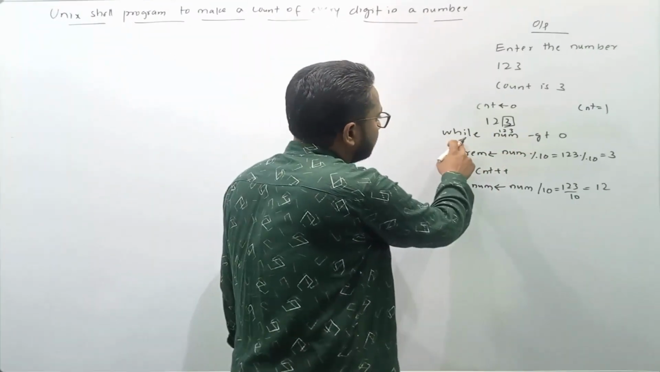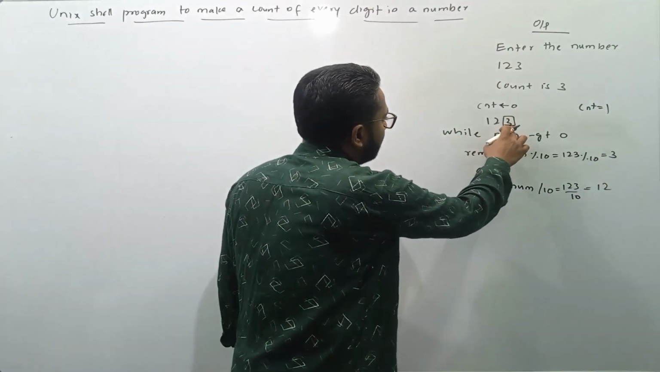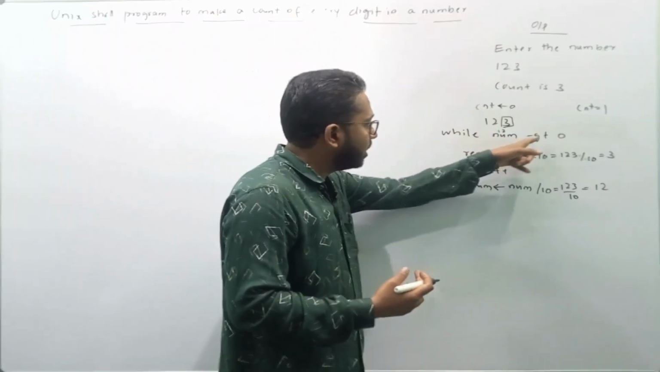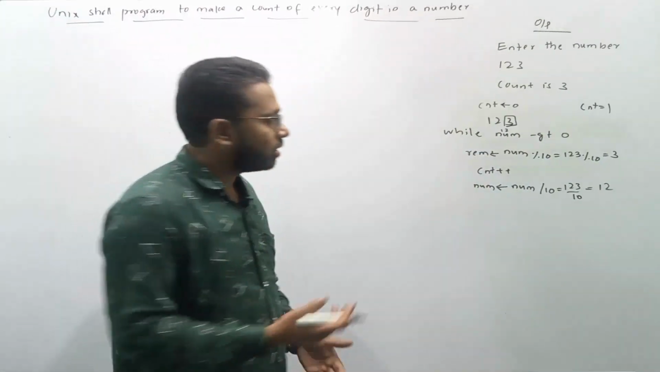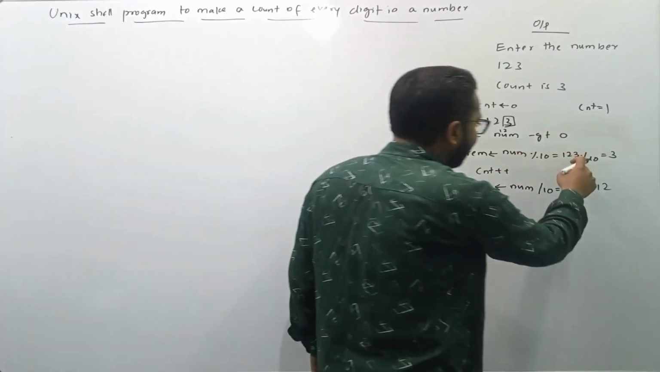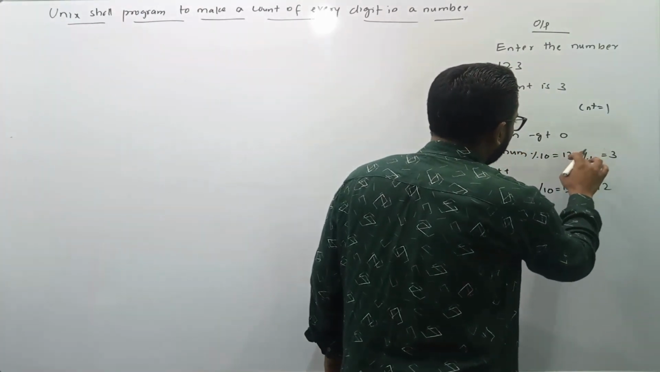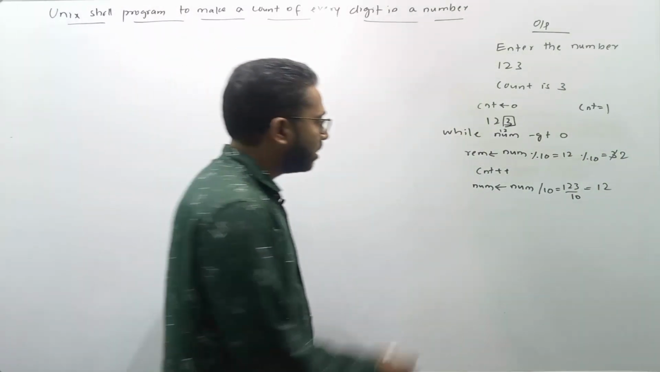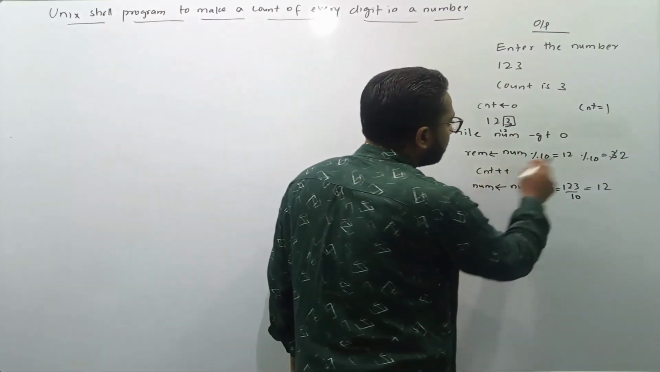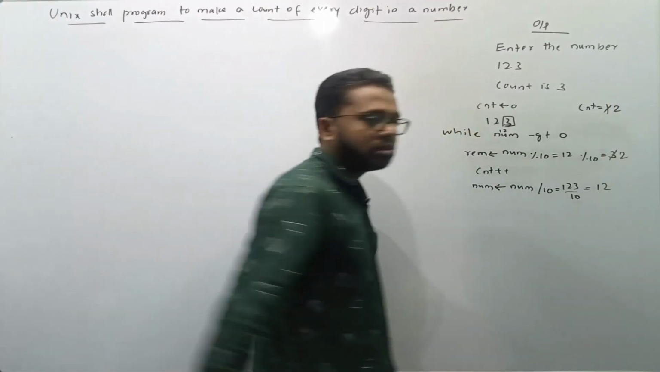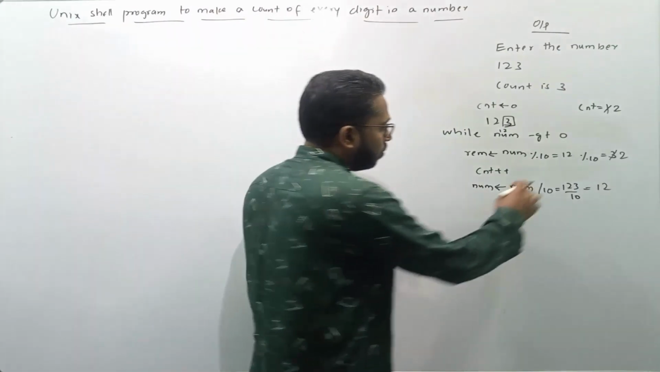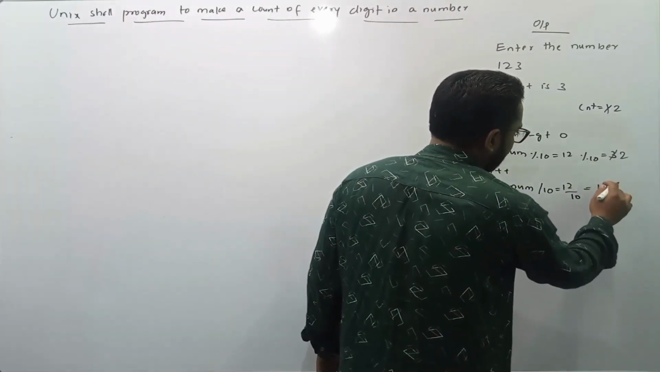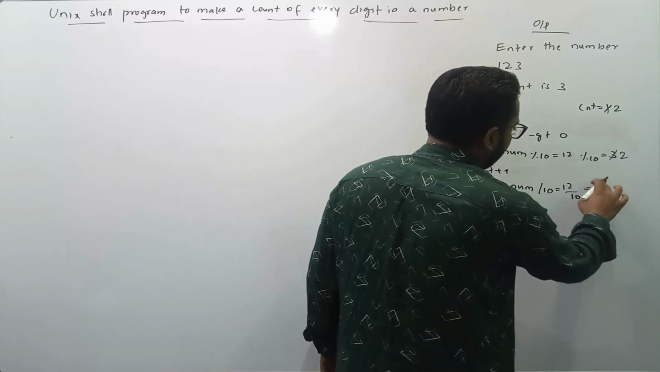Then again control goes back to the while loop where we are checking with the new value of num, that is 12. 12 is greater than 0. Yes, the condition becomes true. Control comes inside the while where we are finding out the remainder. 12 mod 10, we got 2 as the remainder. Immediately after that we are incrementing the count and count becomes 2. Then we are dividing 12 by 10 and we will get 1.